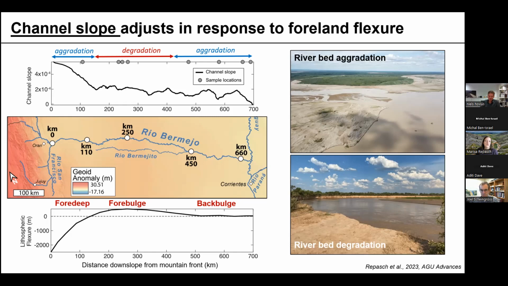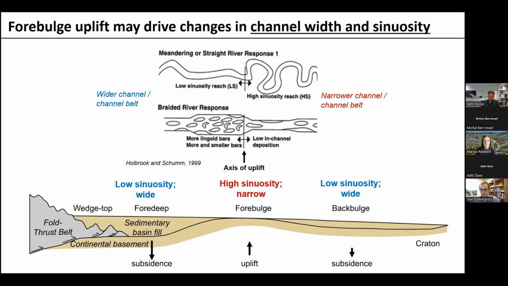So the top picture is an example of where the riverbed is aggrading, and that is in this upstream reach between 0 and 110 kilometers downstream. And then in the forebulge, we see evidence of riverbed degradation. All right, next slide.